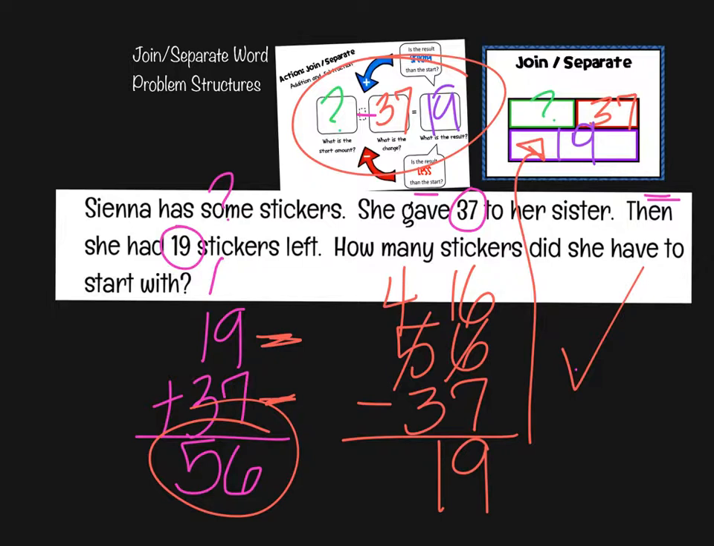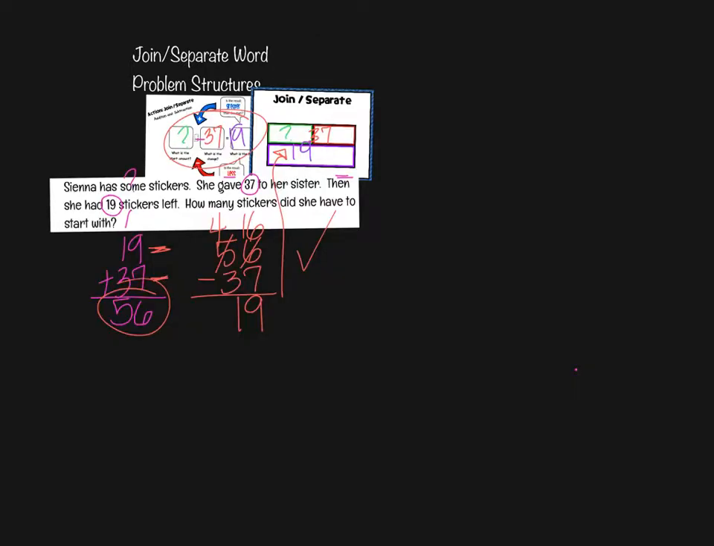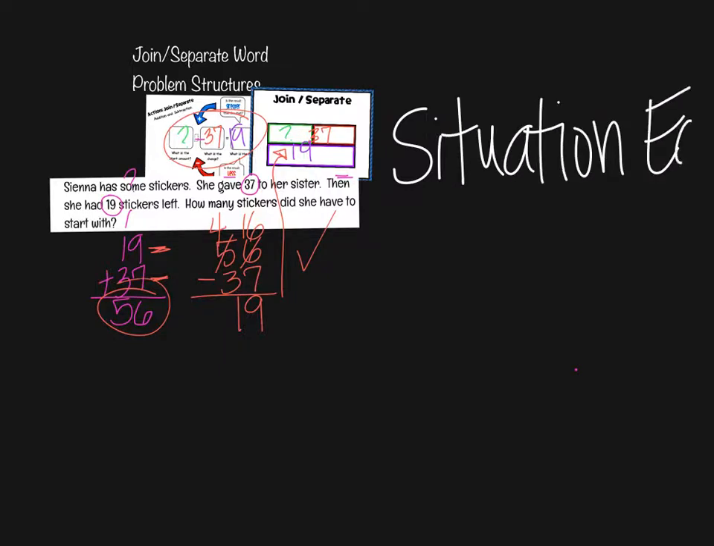But we're not done. What do we have to do next? That's right, we have to do our equations. What are my 2 equations, class? That's right. Our 2 equations are our situation equation. And our situation equation is what, guys? That's right, exactly how the numbers sit in your problem. So let's do that. Let's look at exactly how it's sat.